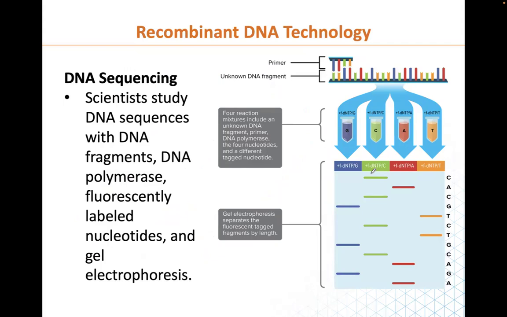Now the next thing is we want to talk about DNA sequencing. What is DNA sequencing? Scientists study the sequence in the DNA fragment. So what do they use? They use DNA polymerase and fluorescently labeled nucleotide bases, and they use electrophoresis.